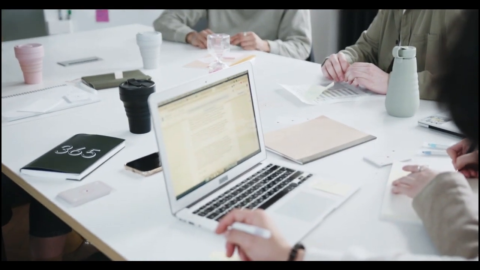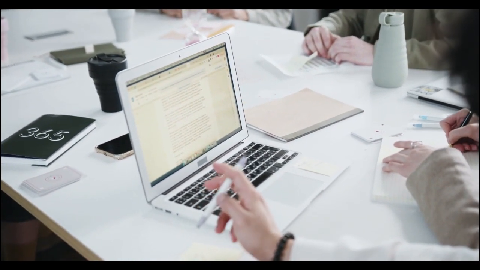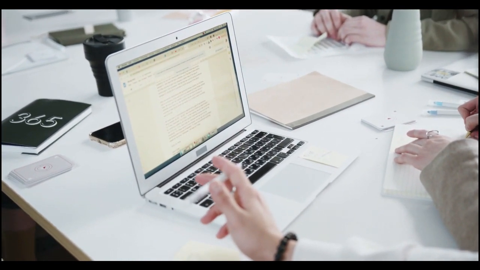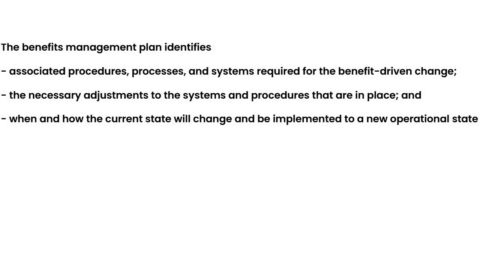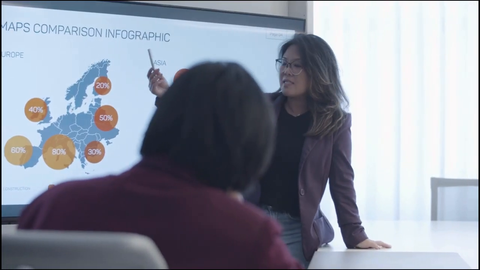What are other features of the Program Benefits Management Plan? In addition, the Benefits Management Plan identifies the associated procedures, processes, and systems required for the benefit-driven change, the necessary adjustments to the systems and procedures that are in place, and when and how the current state will change and be implemented to a new operational state.